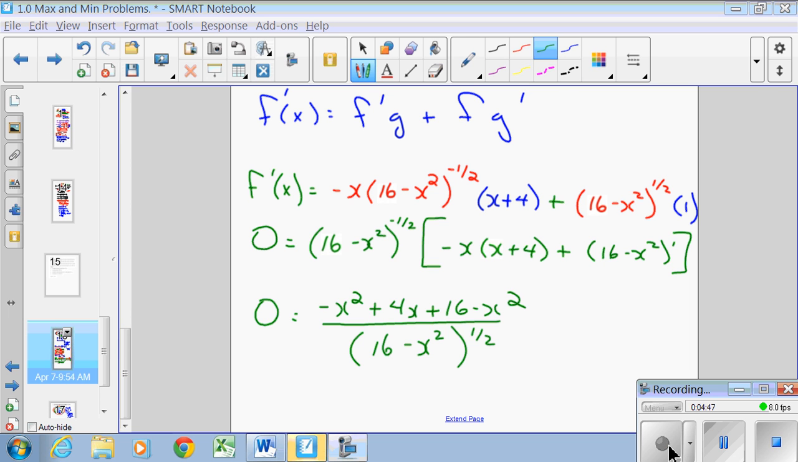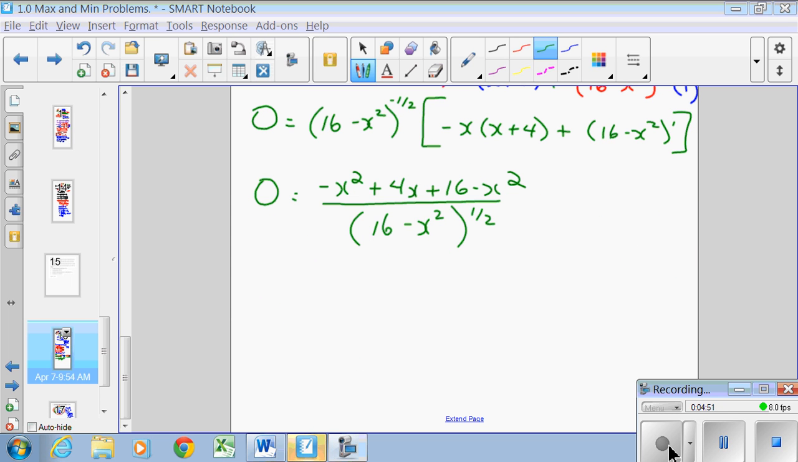I moved my negative exponent to the denominator. 16 minus x squared to the positive half is now in the denominator, and I have a numerator. Again, I'm not concerned about where my function is undefined. So really, if I was to cross multiply and start solving now, the (16 minus x squared) to the half just disappears with cross multiplying. So my equation is really about the top of my function, negative 2x squared plus 4x plus 16. We can factor out the negative 2.